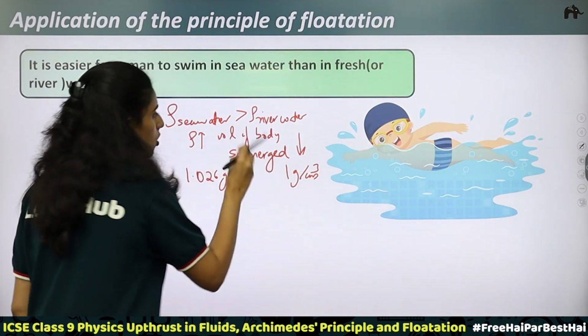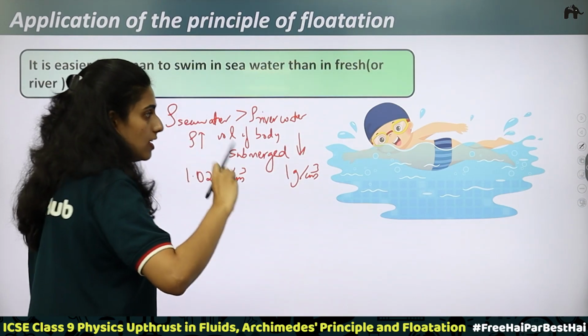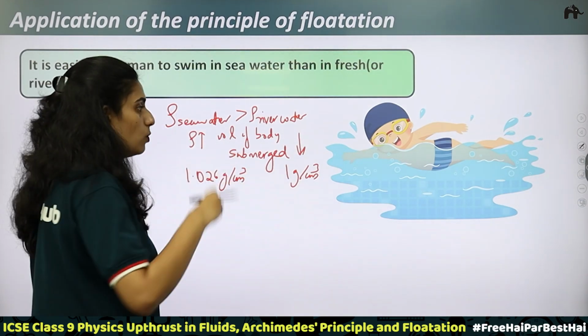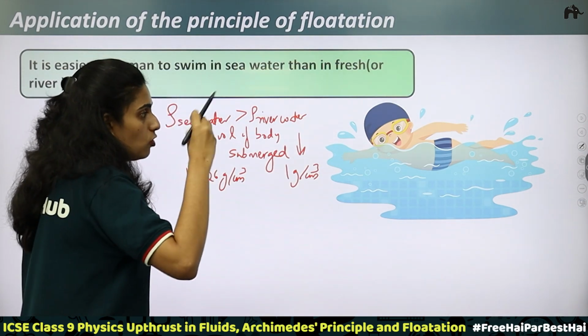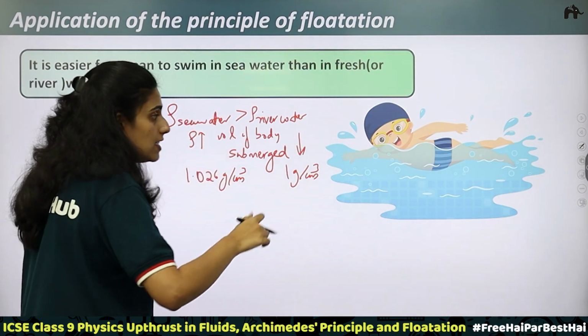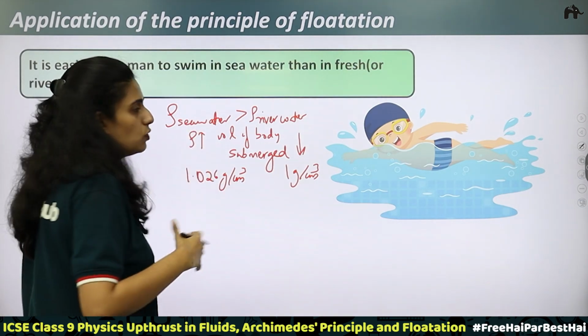So the volume of the body submerged will be less in case of seawater. The amount of water displaced, the volume of water displaced, the weight of water displaced will be small comparatively. So this volume of water displaced will be able to balance the entire weight of the body. Okay, so it is easier to swim in seawater.